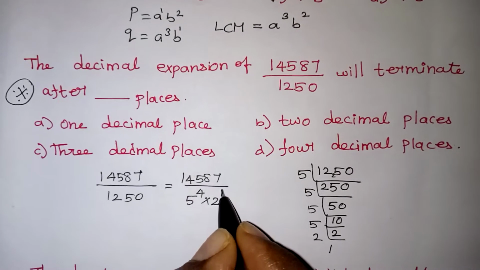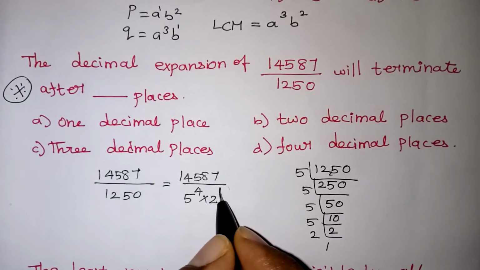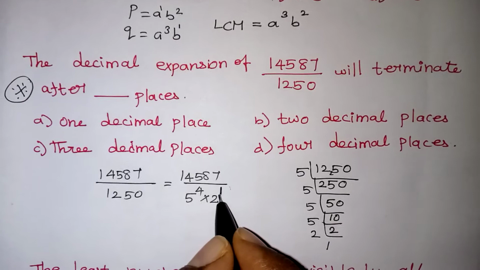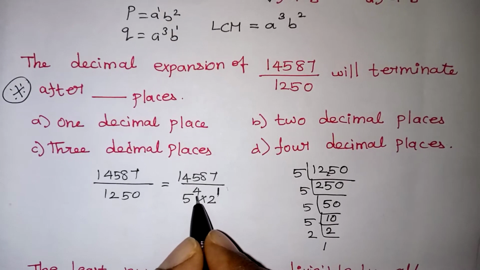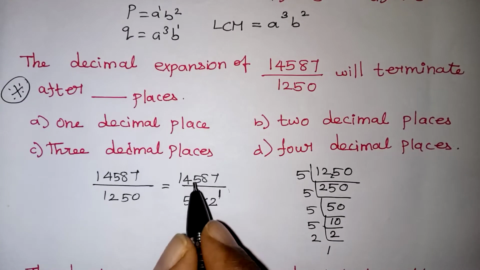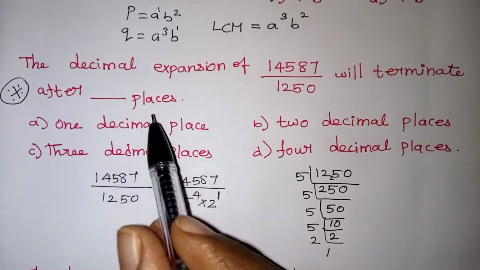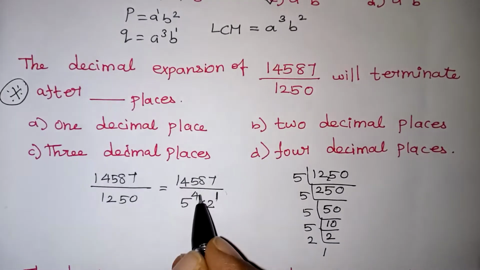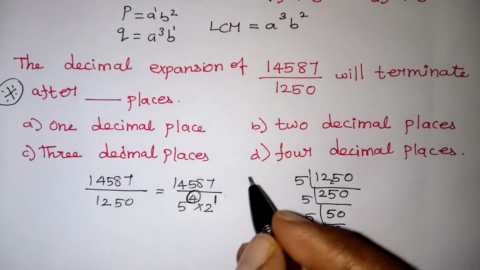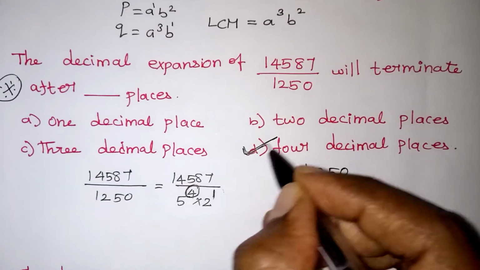Here look at the powers. Here we have 1, here we have 4. In these two, whichever is the bigger number we have to select. Here we have the 4. So definitely 4 decimal places it will be having. After dash places it will be terminating, they are asking, so this number 4 we are getting. So 4 decimal places is your correct answer.